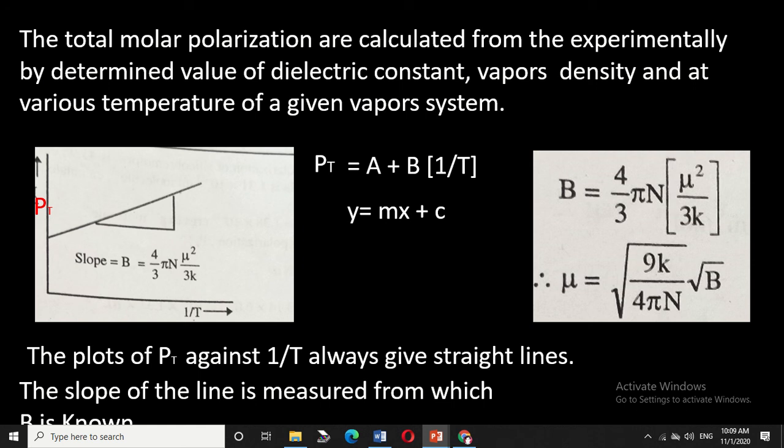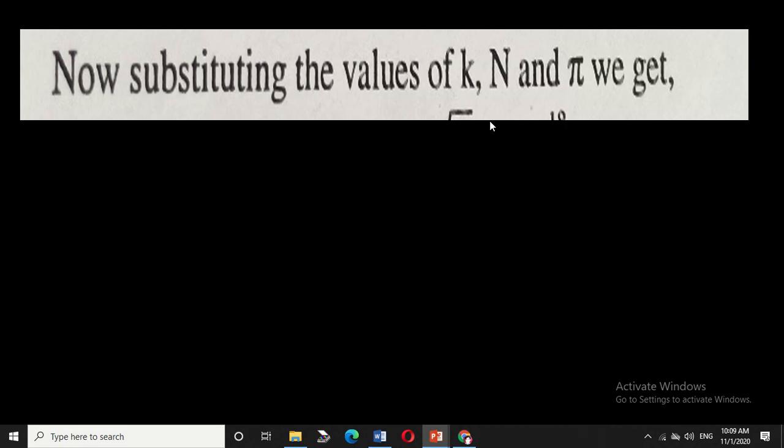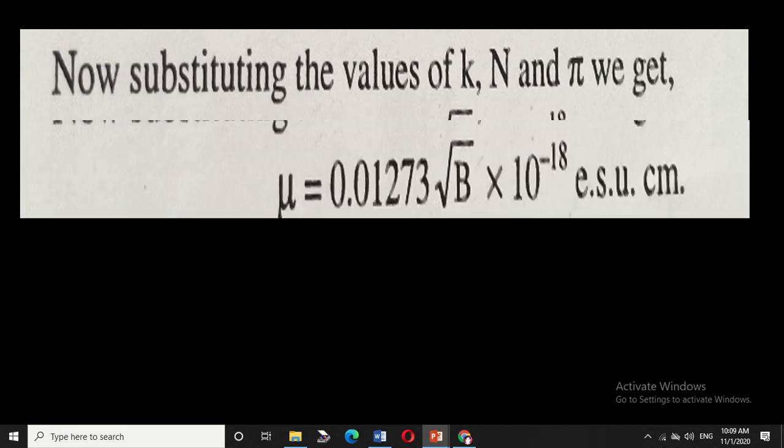Therefore, mu equal to under root of 9k upon 4 pi N into under root of B. Putting the values of k, pi, N in this equation, we get mu equal to 0.01273 under root of B into 10 to the minus 18 electrostatic unit centimeter. Friends, the value of B we measured from the slope. If we put the value of B in this case, we get the value of the dipole moment.